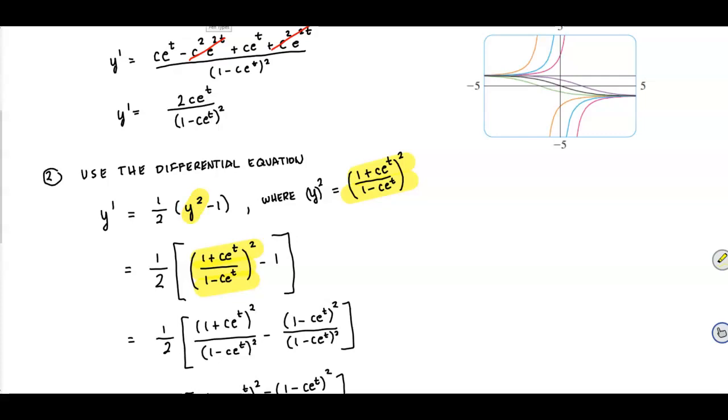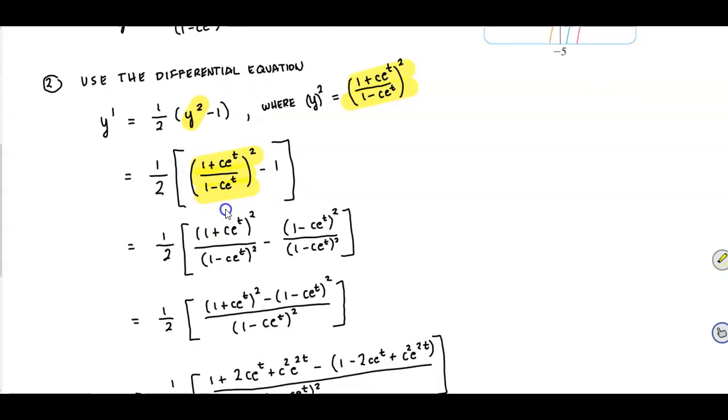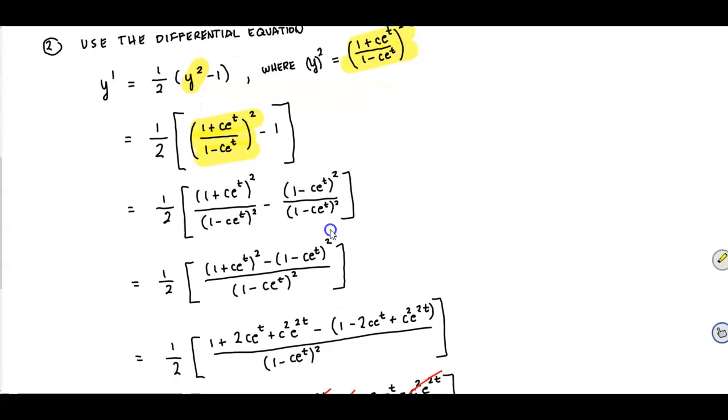And so now we're going to separate the numerator and denominator. So we have (1 + ce^t) squared divided by the quantity (1 - ce^t) squared, and we want to subtract 1. Well, we know 1 can be any fraction, so we have to find a common denominator. If this is the denominator, then it also has to be the same thing as the numerator. So now we can subtract these two fractions.